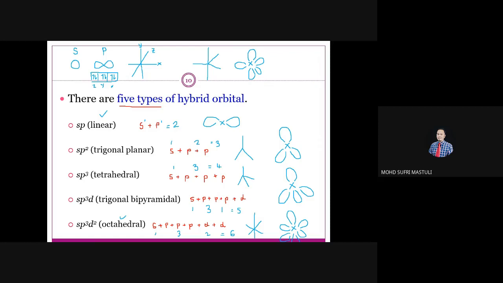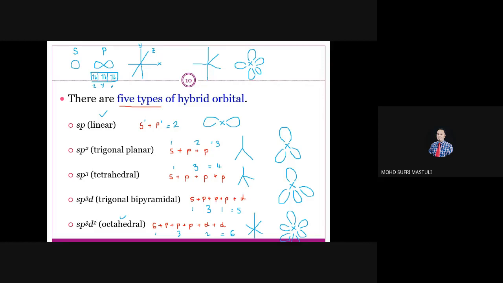As you can see, the shapes of sp, sp2, sp3, sp3d, and sp3d2 are different compared to the original atomic orbitals that we mix, s with p.